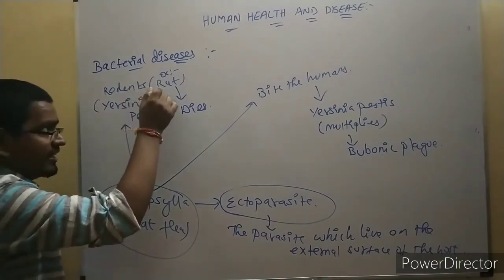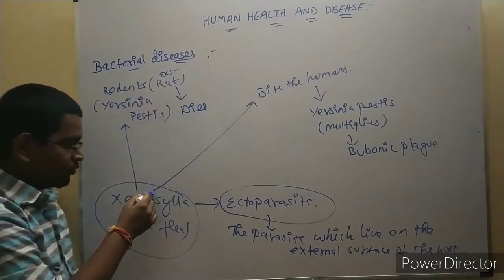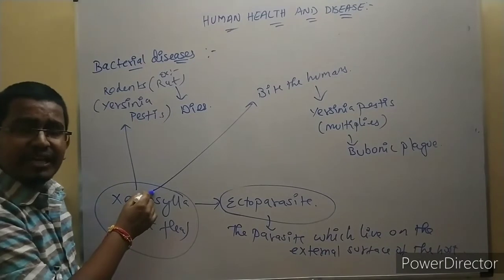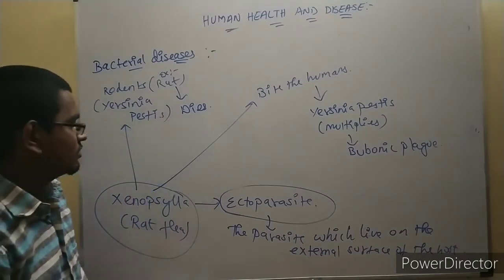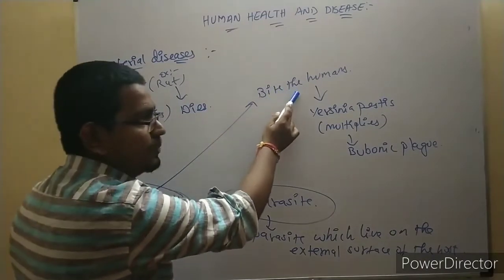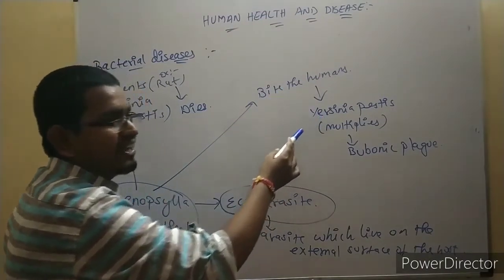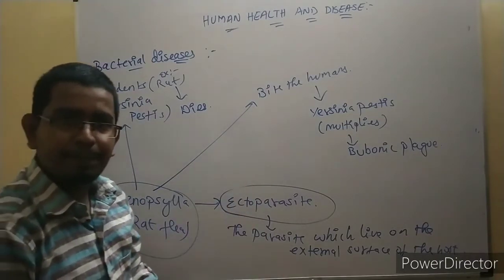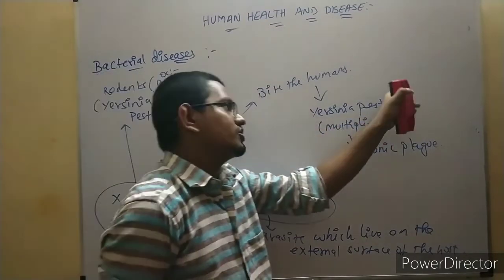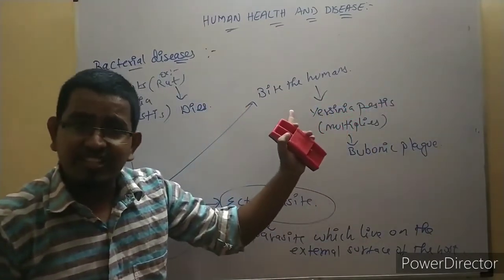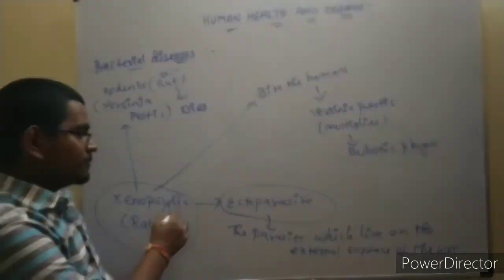Once this rodent, this rat, dies, this Xenopsylla will have to survive. For that, it is a parasite, so it requires another host. It will go and bite the human. Once it bites the human, Yersinia pestis will be transmitted into the body. Yersinia pestis is the causative agent for the disease bubonic plague. Then that person whom this Xenopsylla bites.